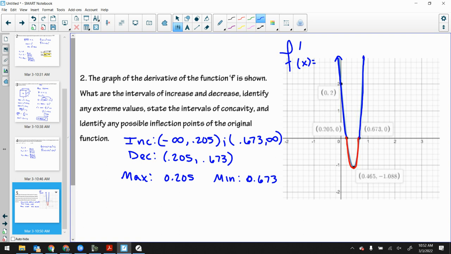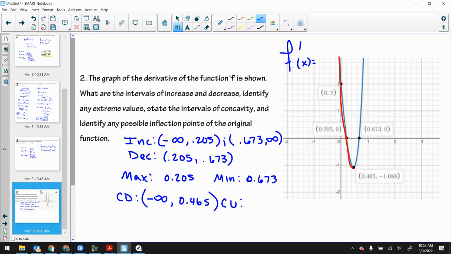And then I want to find intervals of concavity. Now, I'm going to forget about all of that stuff that I drew on there and think about where the derivative is increasing and decreasing. Because where the derivative is increasing, that's concave up. Where the derivative is decreasing, that's concave down. So where is the derivative decreasing? That red part is concave down. So concave down is from negative infinity until 0.465.